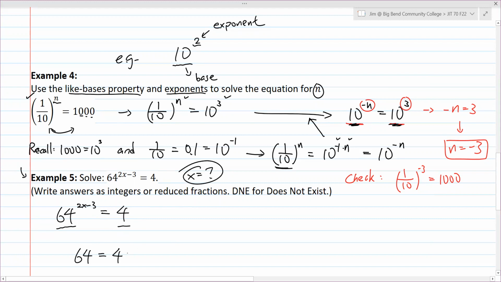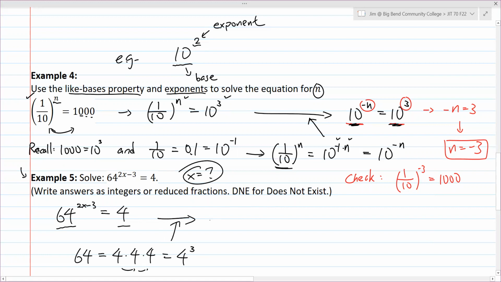And it actually works, because if you have 64, then that would be 4 times 4 times 4. If you multiply the 4 three times, then you have 4 times 4 times 4, and that's exactly 64. And then that is equivalent to 4 to the 3. Okay, so 64 turns into 4 to the 3.